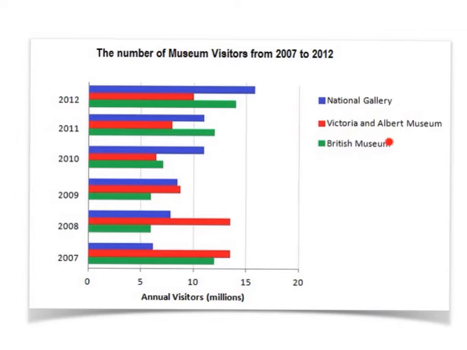Let's take the example of the British Museum. Started off at about 12-13 million, and over the years it's fallen, but then has increased to about 14 million. At its lowest here, 6 million, it was roughly half what it was in 2007. So again, we've manipulated the data. Examiners are particularly looking for you to do this.